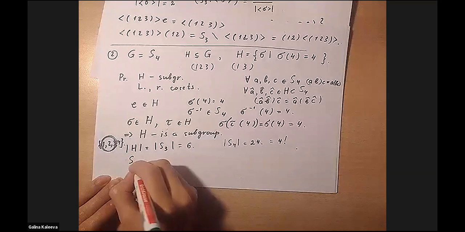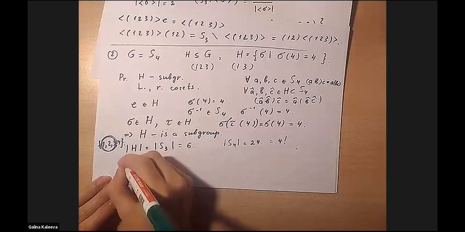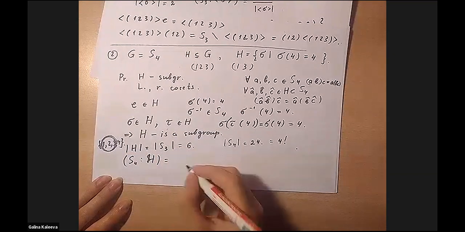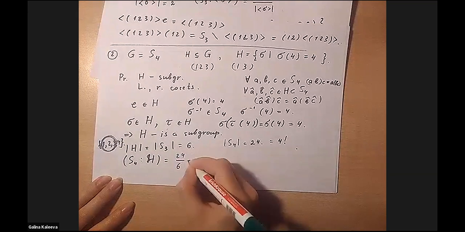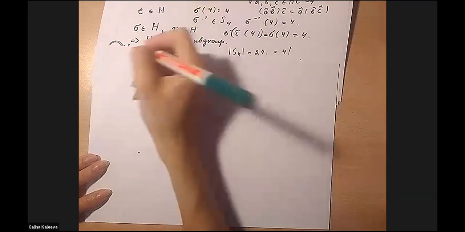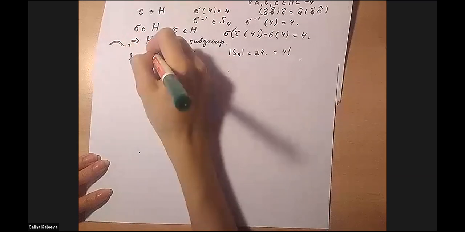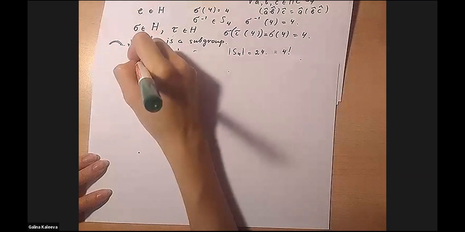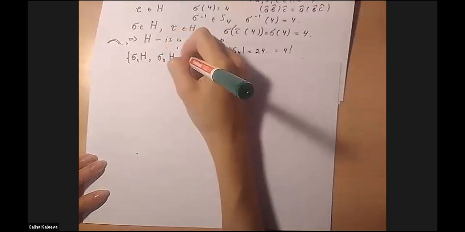So the number of cosets, according to Lagrange's theorem, equals 24 over 6, which is 4. And let me guess, what are these cosets? I guess that the difference between these cosets is the image of the element 4. Let's see. So I claim the following thing. The set of these cosets is the following.